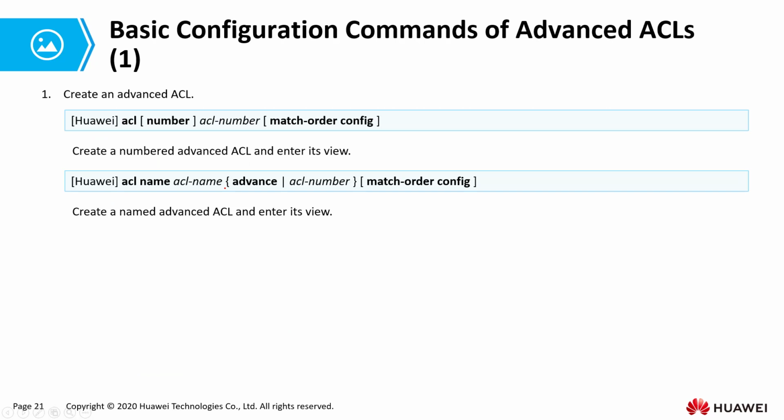So in the second part, I'm going to talk about the basic configurations of advanced ACLs. Now, we'll create the ACL, and we can create that ACL using the ACL number, or it can be an ACL name. So acl, and we specify the ACL number, and then the match-order config. It's optional to add this. Or we can do a named ACL: acl name, specify the name we want, advance, and then specify the ACL number. And again, we can optionally specify the match order.